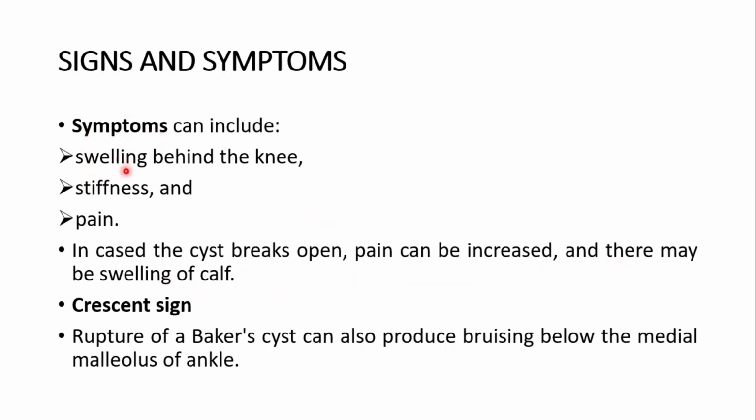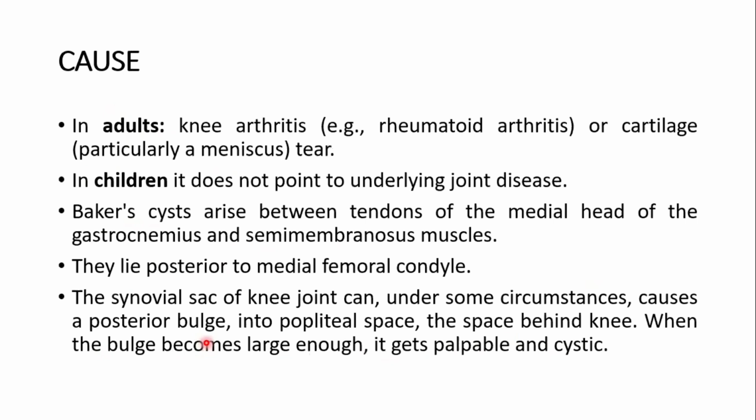So symptoms can include swelling behind the knee, stiffness and pain. In cases where the cyst breaks open, pain may be increased, and there may be swelling of the calf. I told you already. So, what is a crescent sign? Rupture of a Baker cyst can also produce bruising below the medial malleolus of the ankle. What is the cause of the Baker cyst? In adults, knee arthritis, that is rheumatoid arthritis, or cartilage injury, particularly meniscal tear. I've mentioned already. And what is the cause in children?